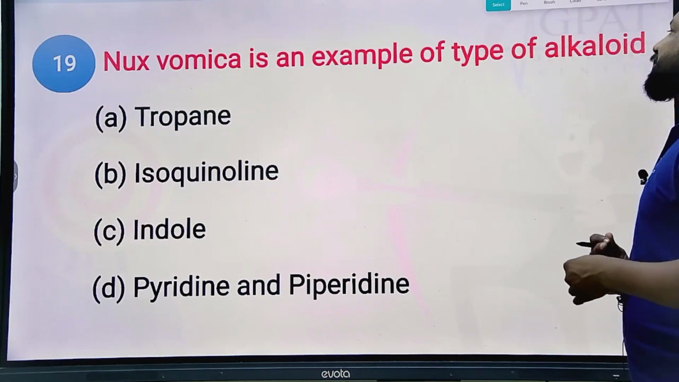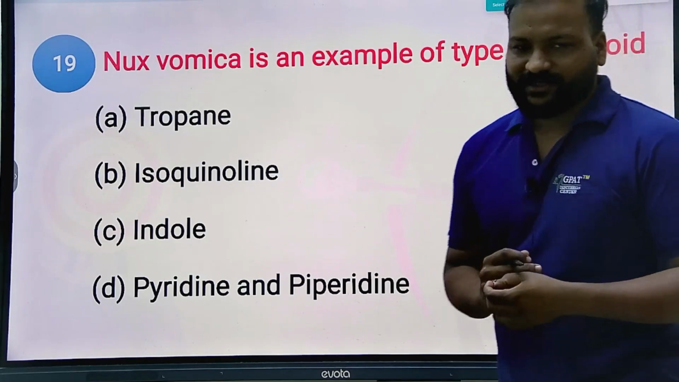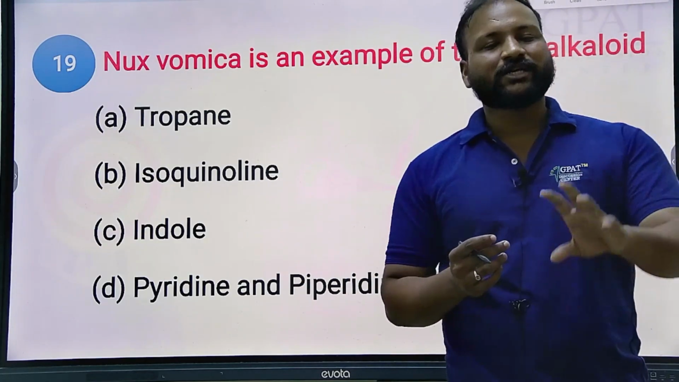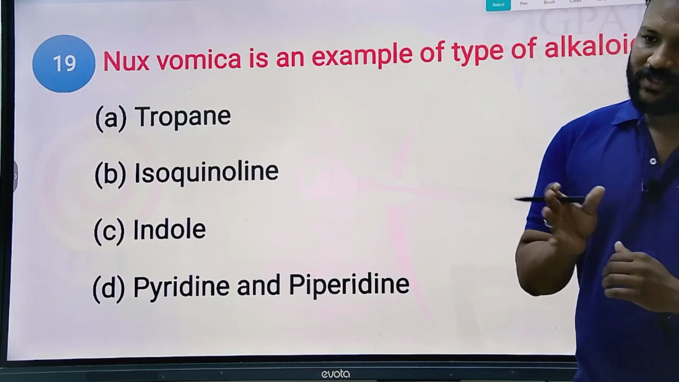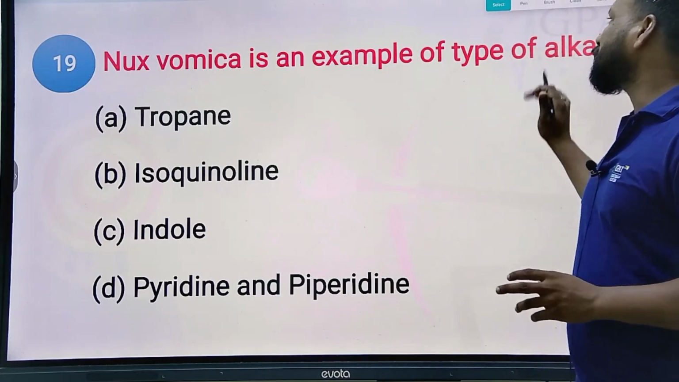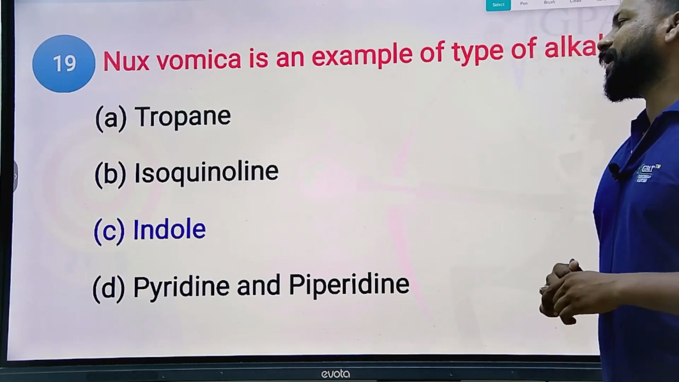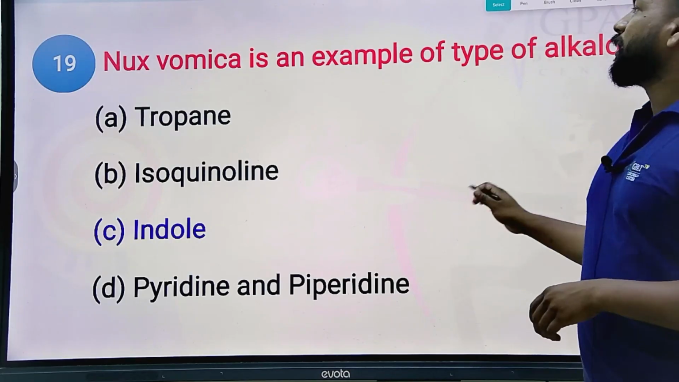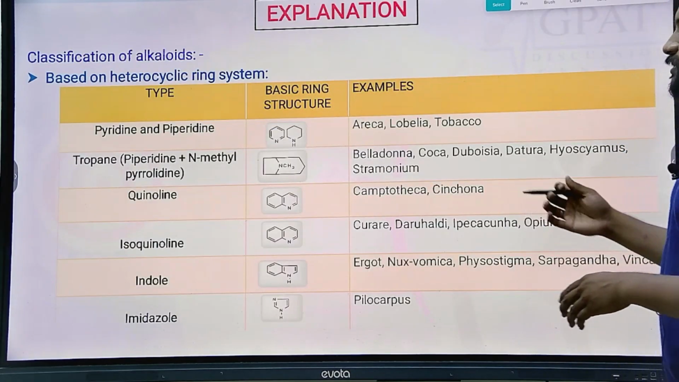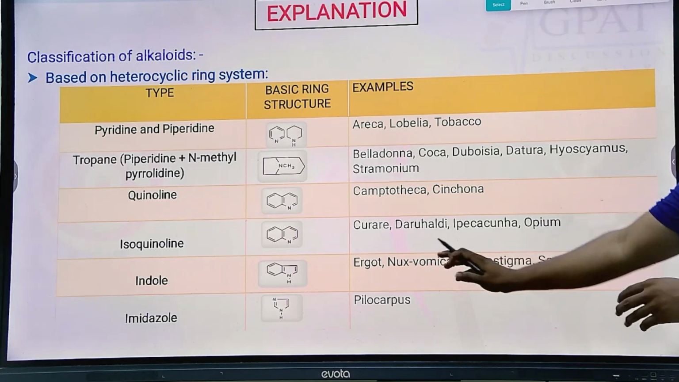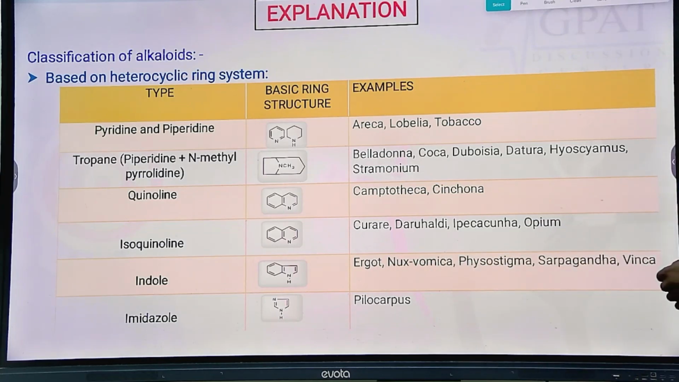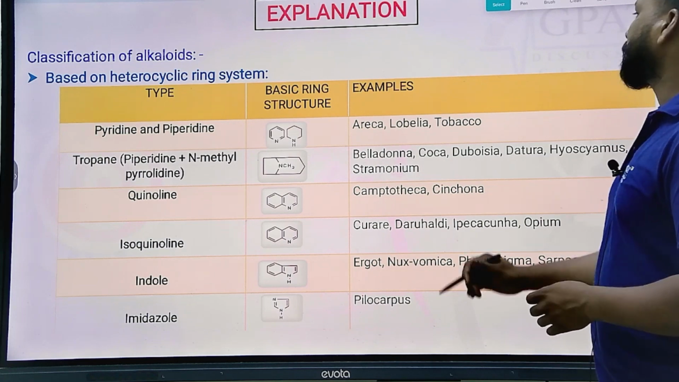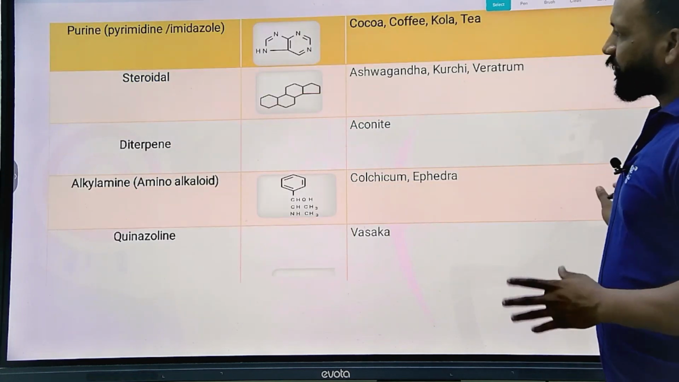Yes, Nux vomica is an example of this type of alkaloid. Already we have discussed SNIPER. Sniper is a code: Nux vomica, Vinca, Physostigma, Ergot, and Rauwolfia. These are the shortcuts to remember indole alkaloids, which means Nux vomica belongs to the indole classification. So you can see indole: ergot, Nux vomica, Physostigma, reserpine and Vinca. And these are the other classifications.